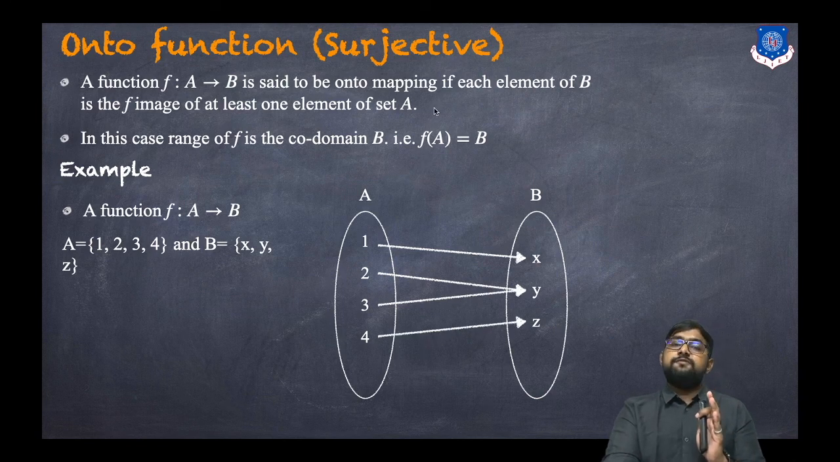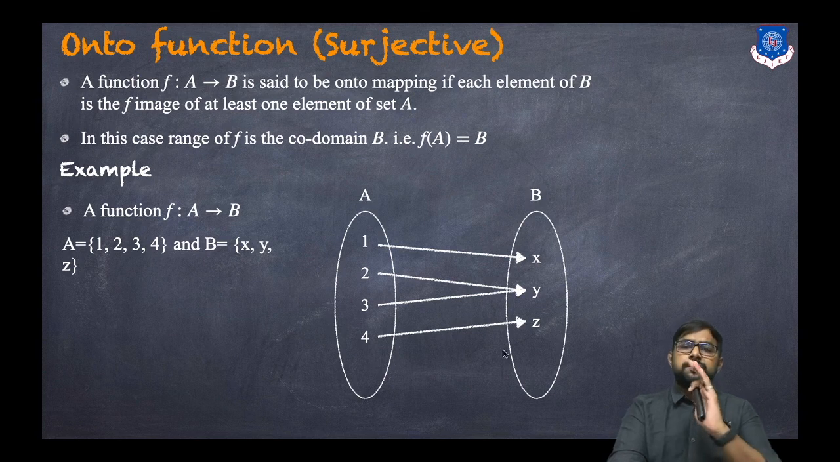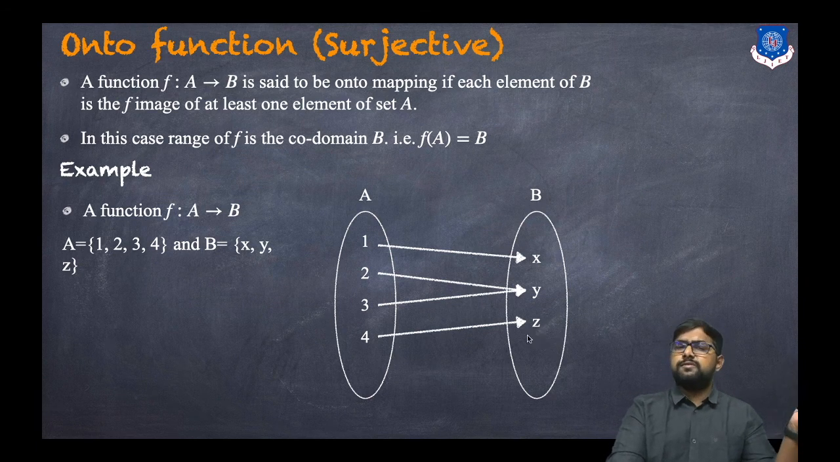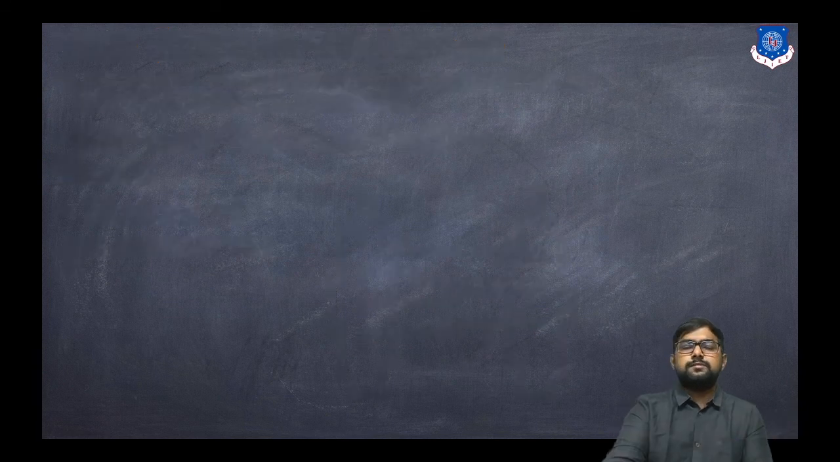Now what is the definition? Each element of B, that is x, y, z, is the f image of at least one element of the set A. So in short, all the elements of B have to be occupied. That means all the chairs have to be occupied by some student. So it is very easy.